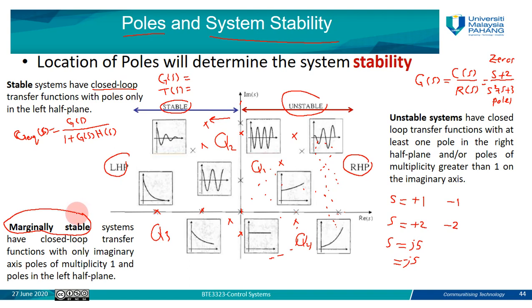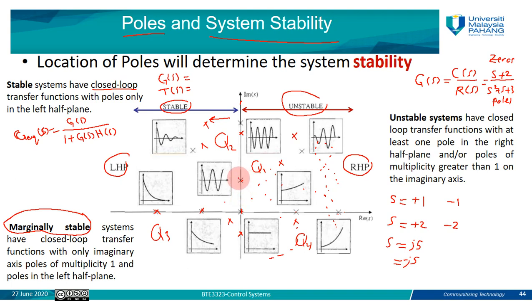So if the pole is changed a little bit to the right, it becomes unstable. If the poles go to the left, it will become stable. So on the right will be unstable, on the left will be stable. That means the poles will be located on this axis.